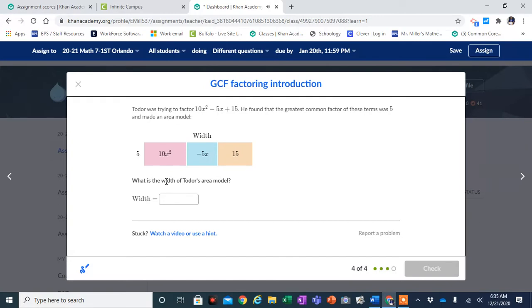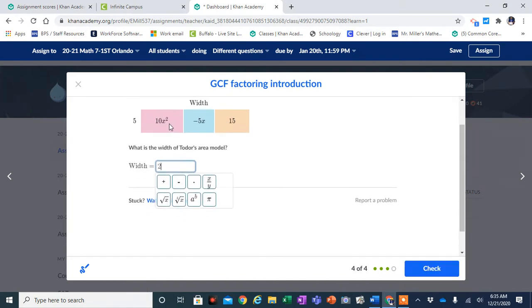Okay, for this one, it's like the one we did earlier. They found out the greatest common factor was 5. We need to figure out the width. So 5 times what gives me 10? That's 2. We need x squared. So what we want to do is put x and then press this AB key and then put a 2. And then you press the right arrow to go down.